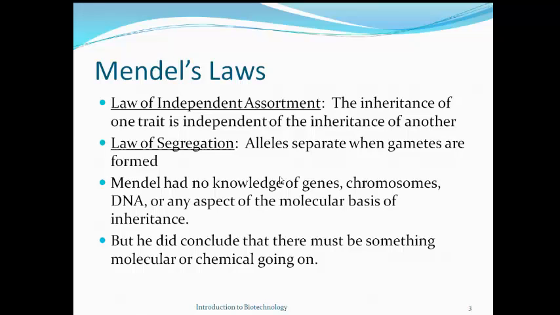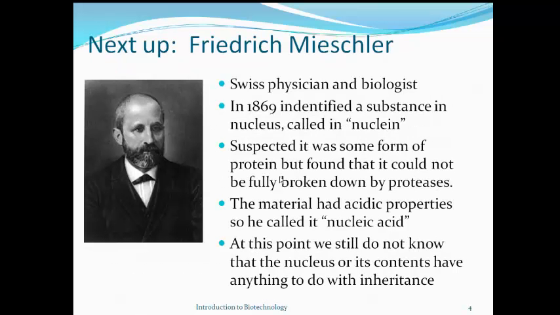Now, think about it. Mendel had no knowledge of genes, didn't know anything about chromosomes, didn't know anything about DNA, and he didn't have any idea about molecular inheritance. But he did conclude that there must be something molecular or chemical going on. He just didn't know it. So basically, he described what was happening chemically before the chemical nature of it was actually discovered. We'll move on a little bit later on.